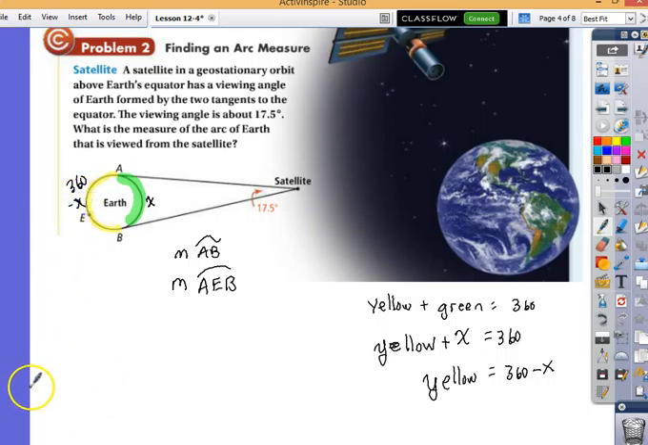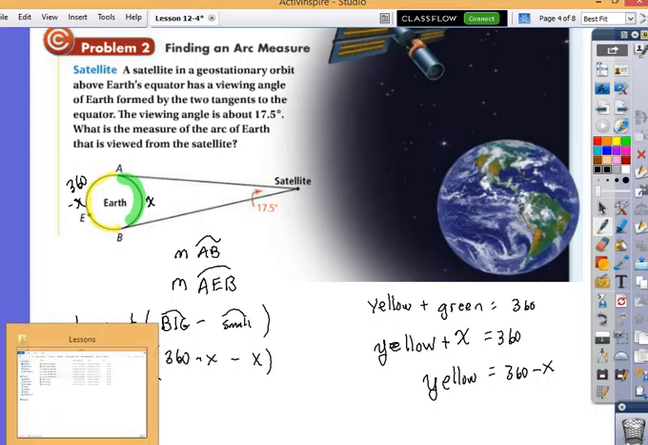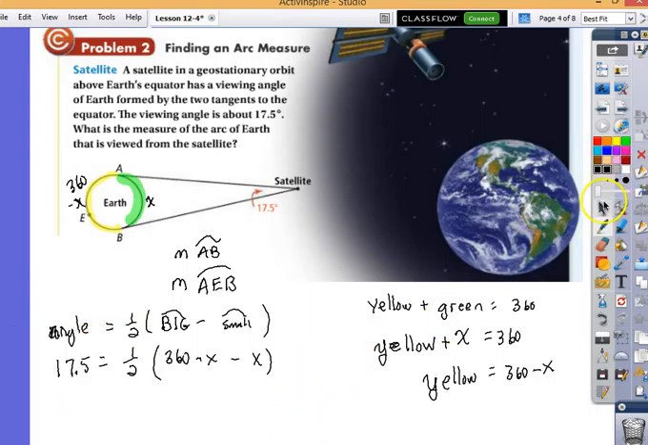And will that give us enough information to make an equation if we know this angle? Well, the angle is equal to, what's the formula? 1/2 big arc minus small arc, right? And in this case, what's the big arc? 360 minus x. What's the small arc? x. And what's the angle? 17.5.